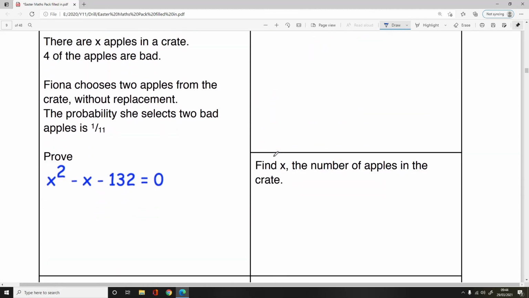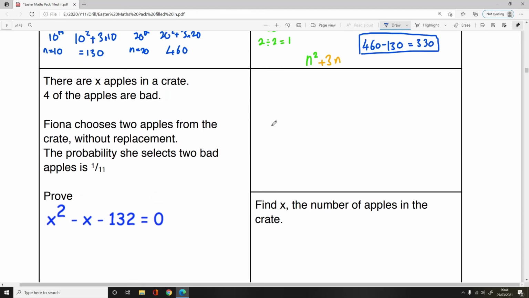Probability tree diagram, something like. X apples in a crate and 4 of them are bad. We want to choose 2 apples and the probability is 2 of them are bad is 1/11. Okay. This is very much in the grade 8-9 sort of area. So if you are looking at these grades, this is the sort of topic we need to be able to at least start.